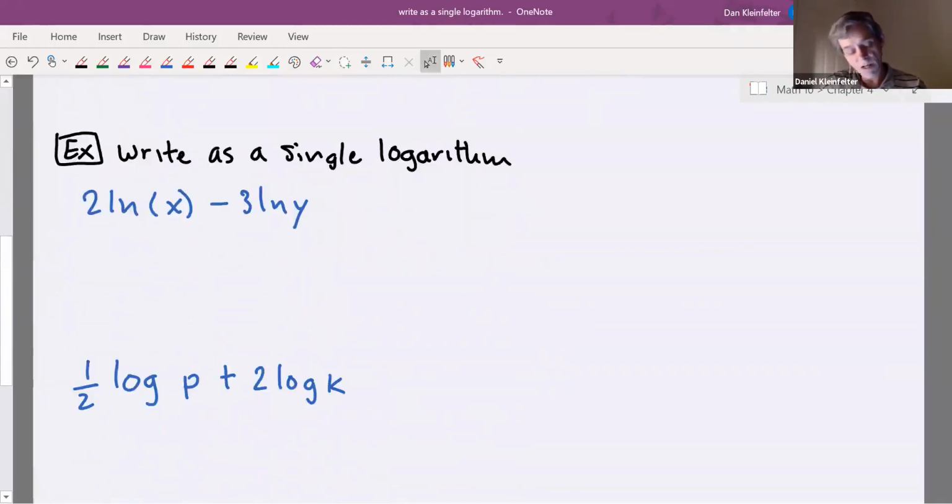Okay, once again, we're going to do this exact same thing. We're going to rewrite each of these as a single logarithm. Here we've got natural logs. The coefficients of 2 and 3 are going to need to come inside as exponents. So we'll have natural log x squared minus natural log y cubed. We'll rewrite that as natural log x squared over y cubed.